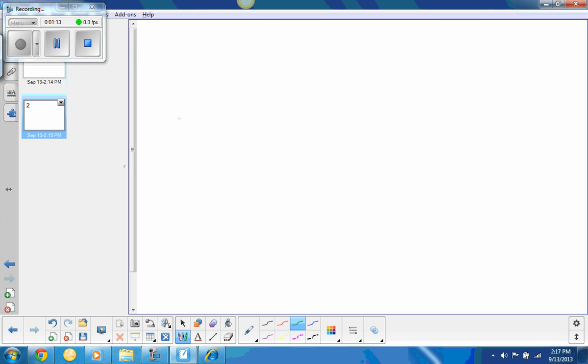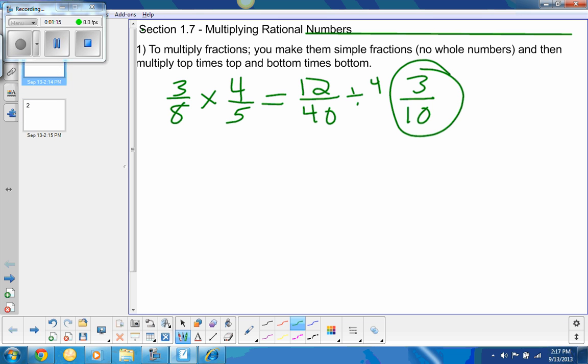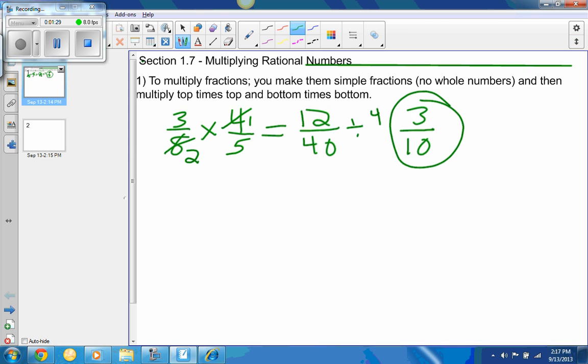I could have cross-reduced and made it easier on myself. 4 goes into 4 once, and 4 goes into 8 twice, and there you would get 3 times 1 is 3, and 2 times 5 is 10. If you do not understand how to cross-reduce, please don't do it until we can go over it together. So that's a simple fraction, but obviously not everything you do would be a simple fraction.